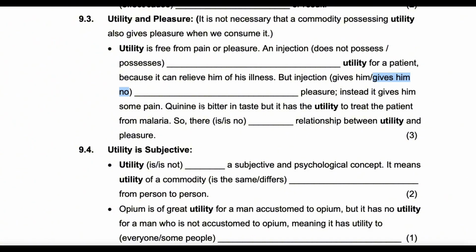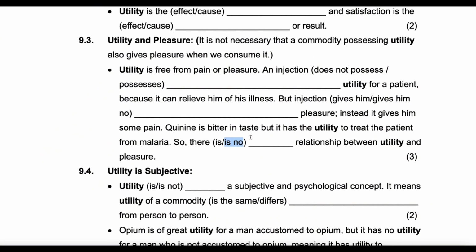Here's quinine, it is bitter. Have you seen that babies don't like medicine, but they are not even aware that it's important for them to have it? So this one is bitter in taste, but it has the utility to treat a patient for malaria. So, we're taking the second option again. There is no relationship between utility and pleasure.